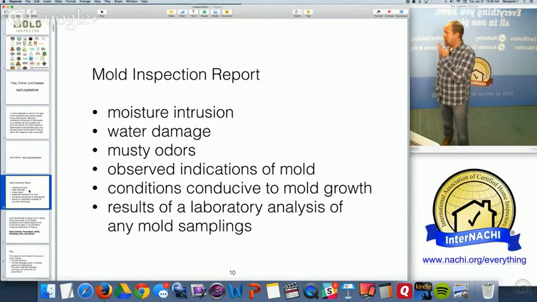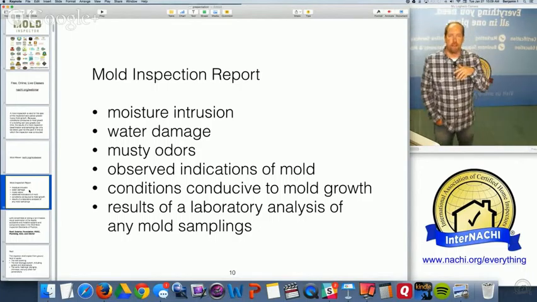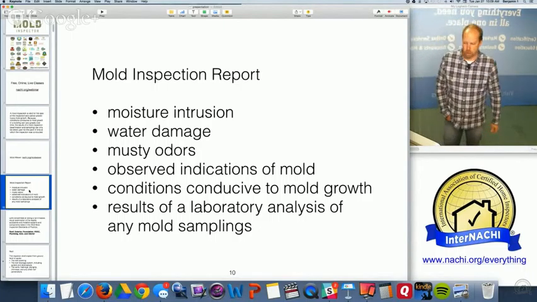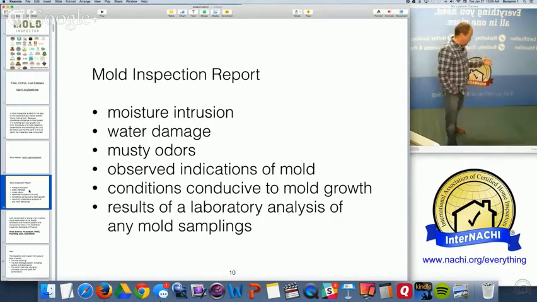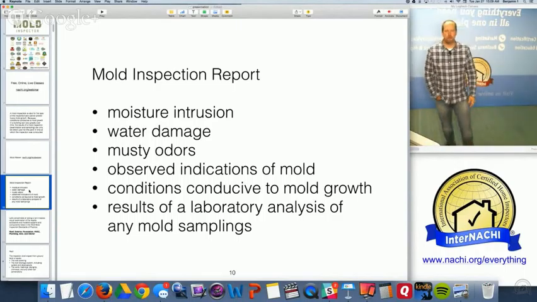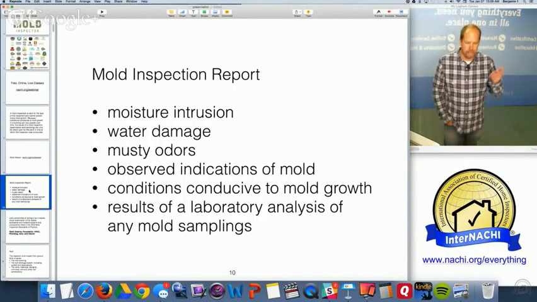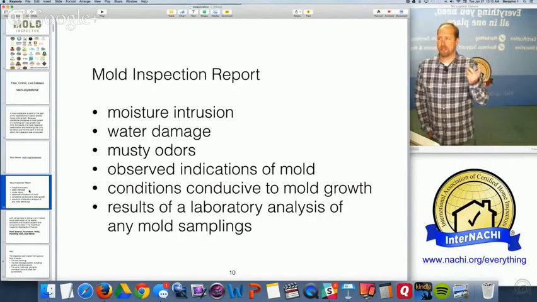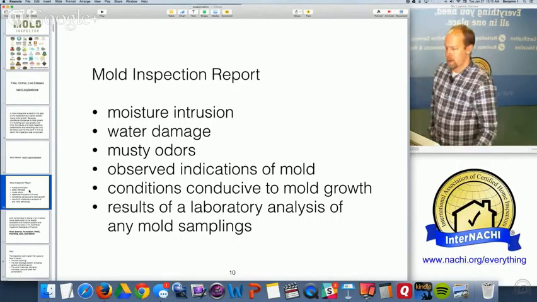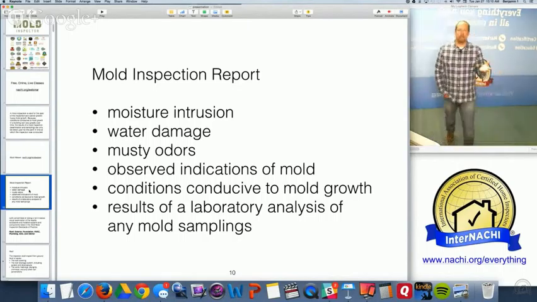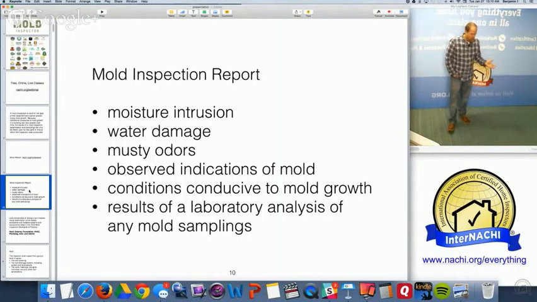If you smell odors, that could be an indication of conditions conducive to mold growth. If you observe mold or indications of mold growth, you should put that in the inspection report. And then at the end, if you do a sampling, you put the laboratory results in there. The most you could say about the laboratory results is that some people are going to be sensitive to mold.